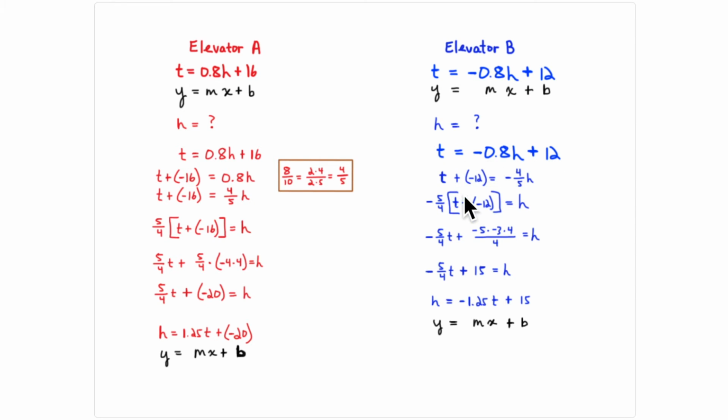positive 12 over to the other side. It's negative 12. Add negative 12 to both sides. Multiply by a negative 5/4. Remember to distribute that between both the time and the negative 12 seconds. Rewrite negative 12 here as a negative 3 times 4. These 4's cancel. You're left with a negative 5 times negative 3. So that's the opposite of 5 times negative 3. The opposite of negative 15 is positive 15. You're left with this equation here. And again, it's in this form, y equals mx plus b.